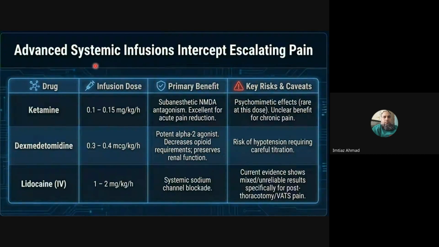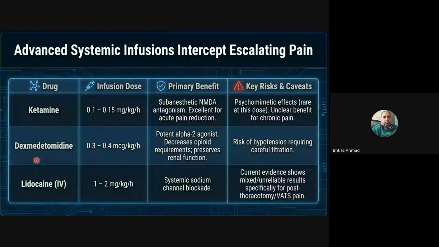Now, advanced systemic infusions intercept escalating pain. These include ketamine, given in infusion form in doses of 0.1 to 0.5 milligram per kg. This sub-anesthetic NMDA antagonism is excellent for acute pain reduction. The warnings are that psychomotor effects are rare at this dose. Unclear benefits for chronic pain.